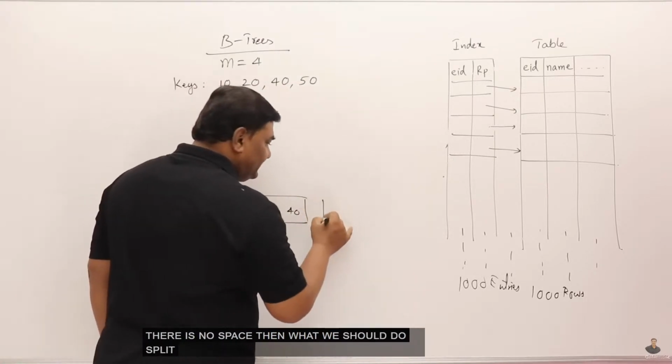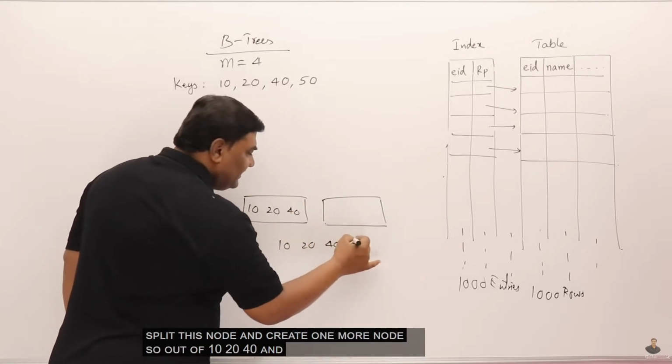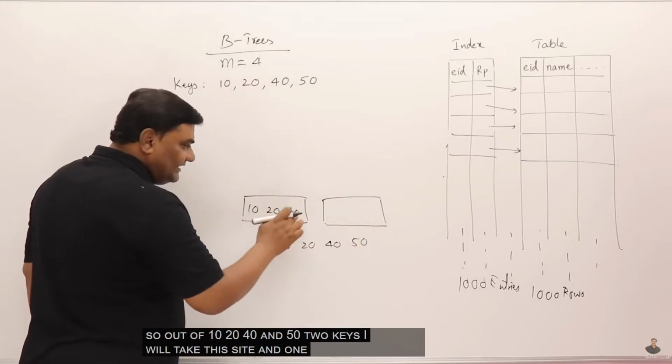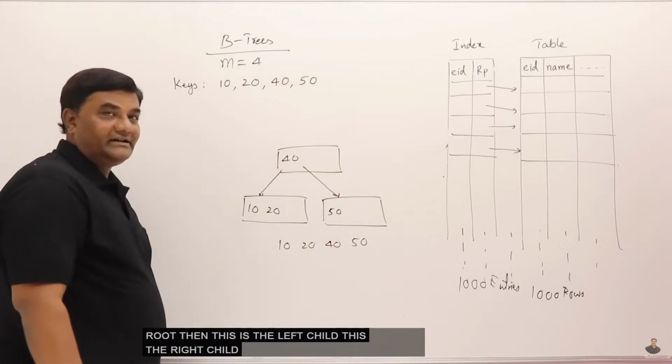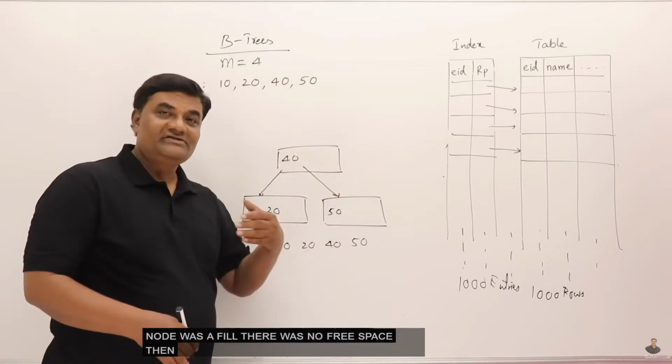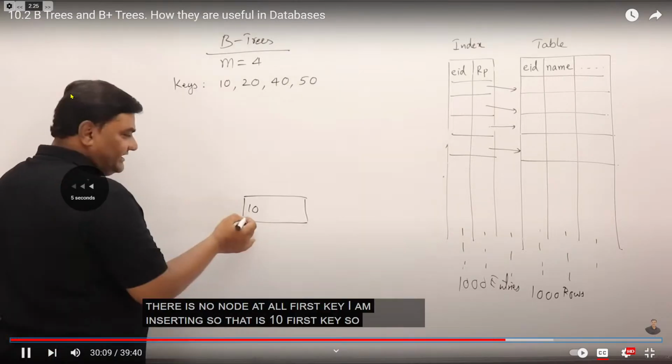Then what should we do? Split this node and create one more node. Out of 10, 20, 40, and 50, 2 keys I will take this side, and 1 key I will send this side. 40 I will send to the root. Then this is the left child, this is the right child. That's it. When the node was filled and there was no free space, then for inserting a key, we split the node.